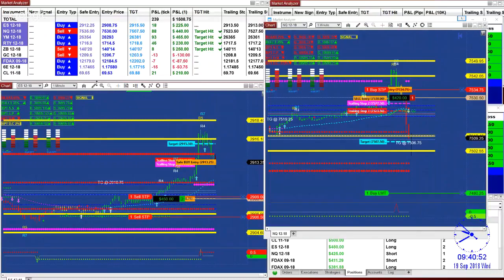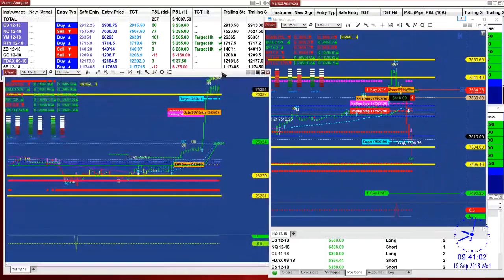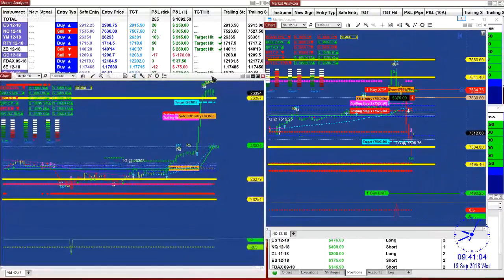So this is an example. This is an ES, and now we are sitting in a very critical area in this ES here. But let me get a cleaner picture for you to understand how this system works.